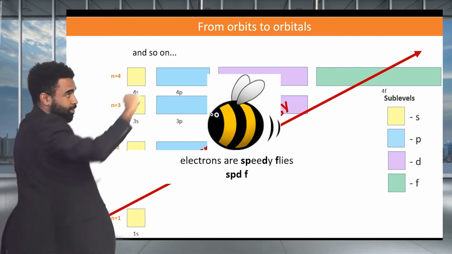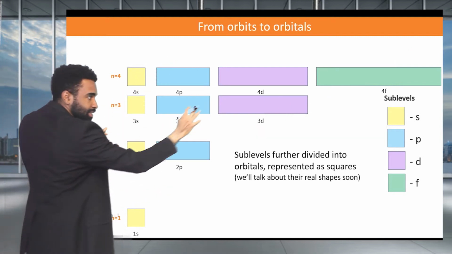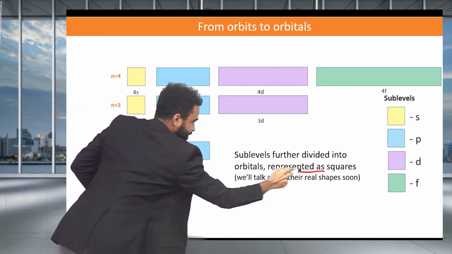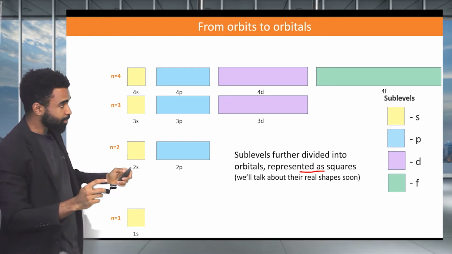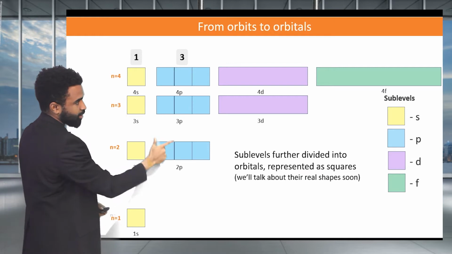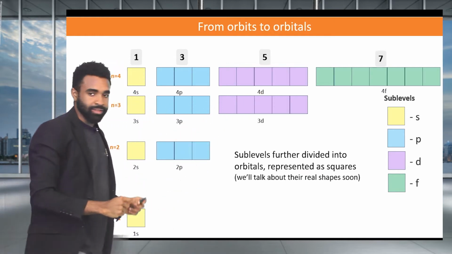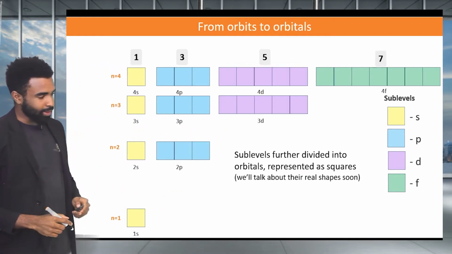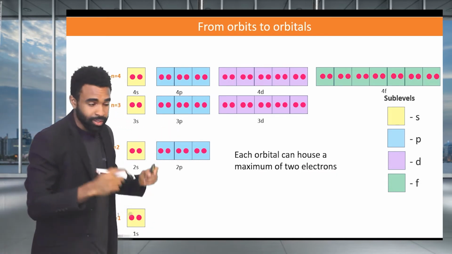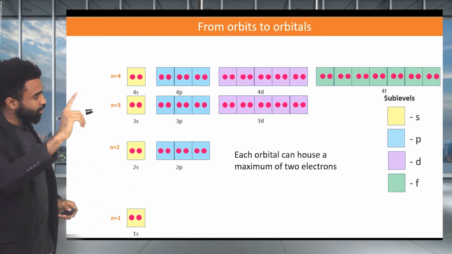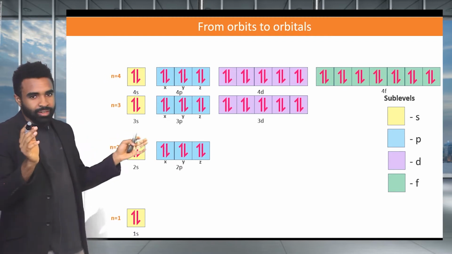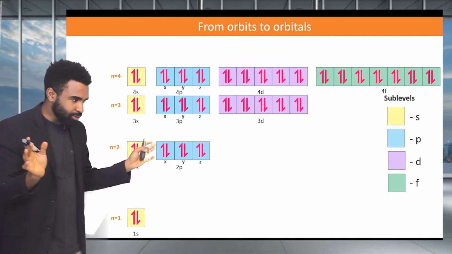Now, the orbitals come into play when we break down these levels further into what are called orbitals, and we represent them as squares, even though that's not the real shape. Here we have one square, so therefore one orbital, then three squares there, 5 and 7. That's just an odd number sequence. Still revision, we said that each orbital can house a maximum of 2 electrons. We also said that the electrons have up and down spin. We said it was a special kind of spin, a quantum spin, but you don't have to really understand what that means.